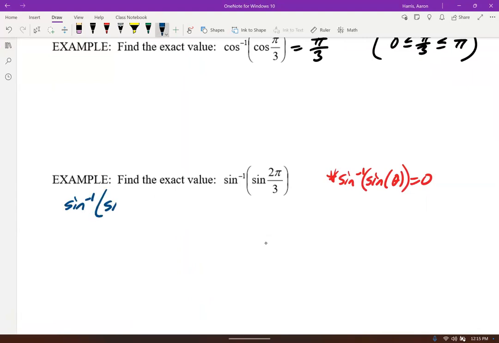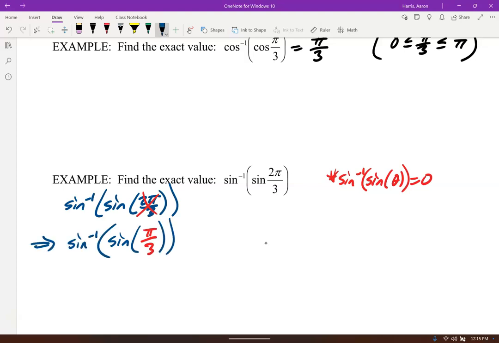So arc sine of sine of 2 pi thirds. 2 pi thirds doesn't work. We find that the sine of pi thirds is between negative pi halves and pi halves. So these are the same thing, and now it satisfies this, right? The sine of pi thirds and the sine of 2 pi thirds are both root 3 over 2, and so they'll just undo each other.